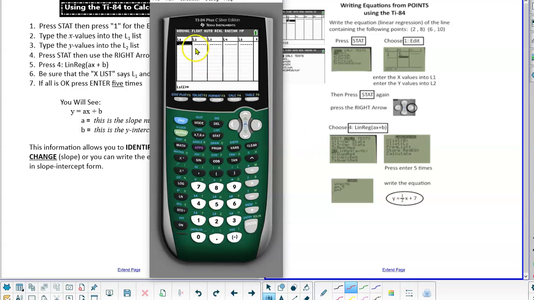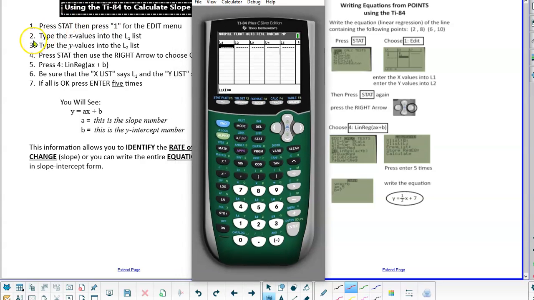And that brings me to a list. List 1, list 2, list 3, list 4, etc. So now you understand why step number 2 in my directions over here on the left says to type the x values into the L sub 1 list.